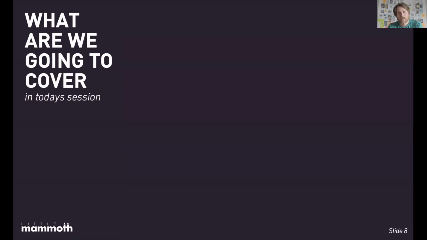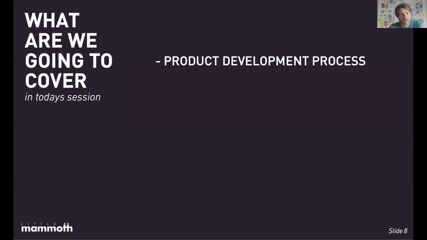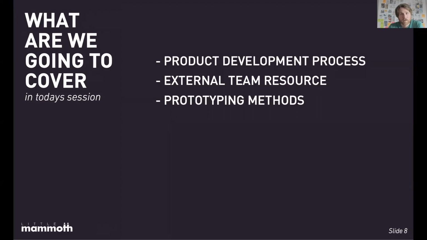So what we're going to cover in this session. We're going to go through the product development process and all the stages involved in that final stage. We're going to look at the external team resources and all the people that can help you along that process and what they do. We're going to go through some prototyping methods, and we're going to try to help you choose the most appropriate method for your project.